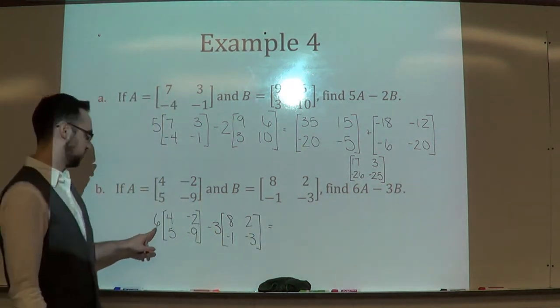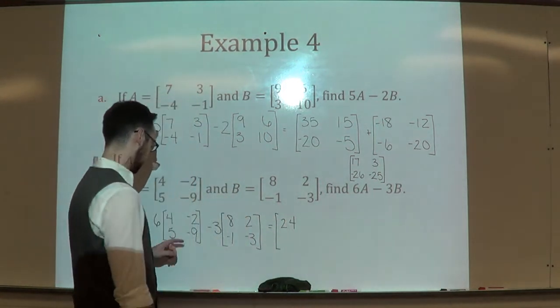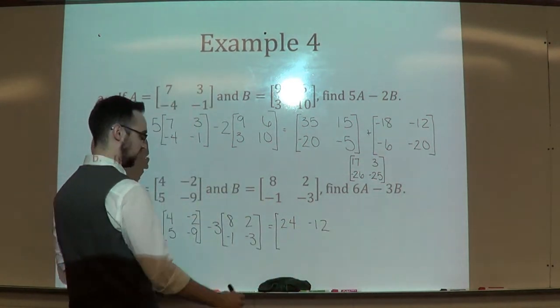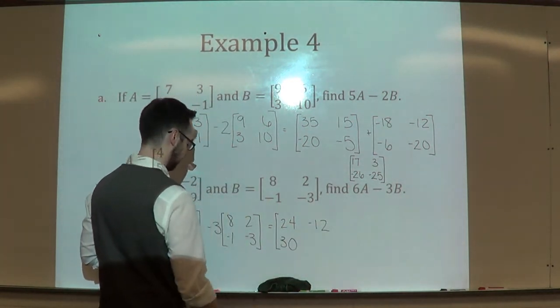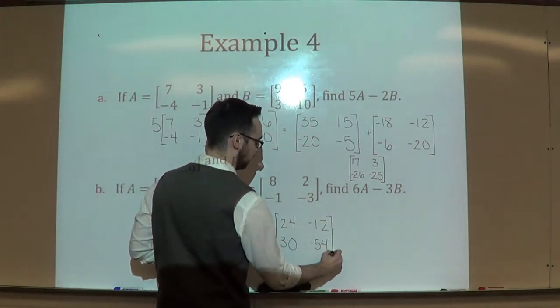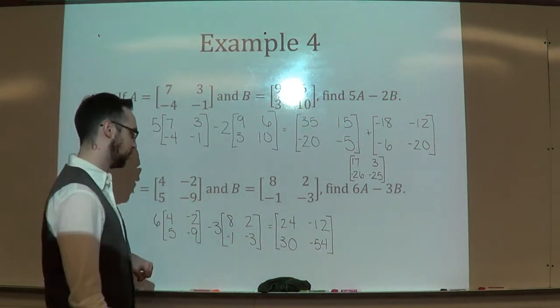Distribution first, so 6 times 4 is 24. 6 times -2 is a -12. 6 times 5 is 30. And 6 times -9 is a -54. Again, I multiplied by the -3, and that turned into an addition problem.